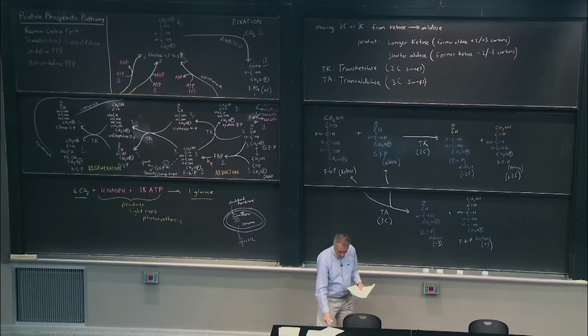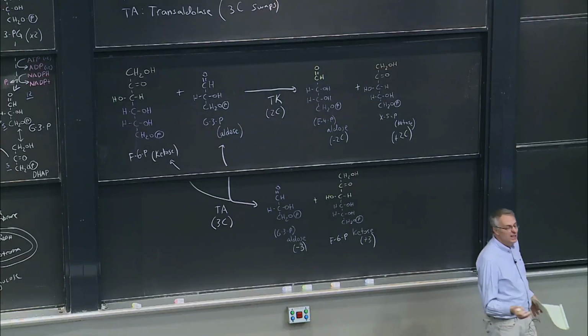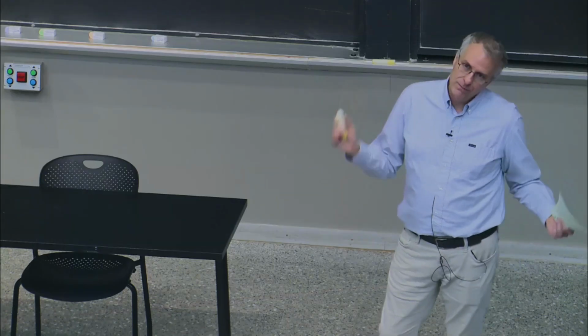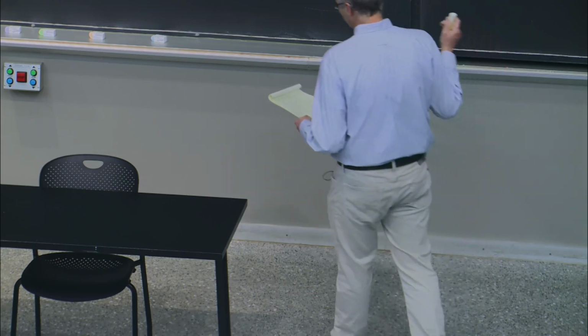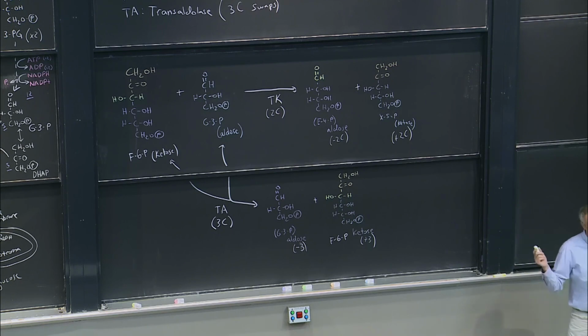Okay, so why does it work this way? Well, it works this way because of how transketolase and transaldolase work as enzymes. And so as I said at the beginning of the course and have now alluded to several times, biochemistry is just nature repurposing the same chemistries, the same reactions with slight variations over and over and over again to build that complexity.